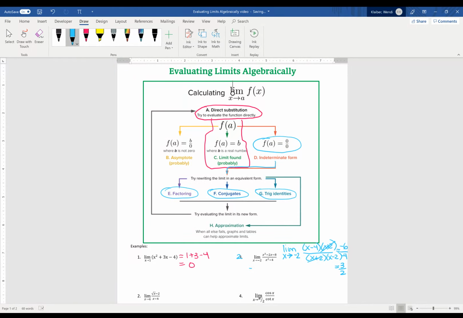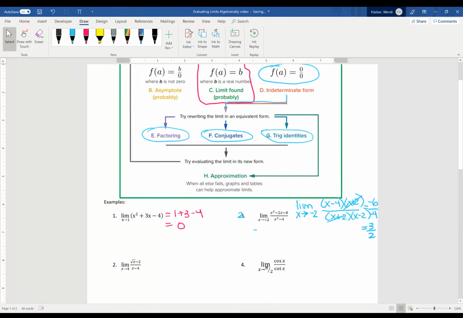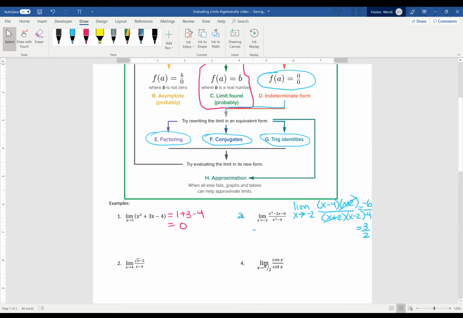Fantastic. Let's look at another example. Number 2. As x approaches 4 of this problem. Well, if I substitute in the value 4, I get the square root of 4 minus 2 all over 4 minus 4, which is 0 over 0. That is not a number, it's the indeterminate form. So it means I need to do a little bit more work.